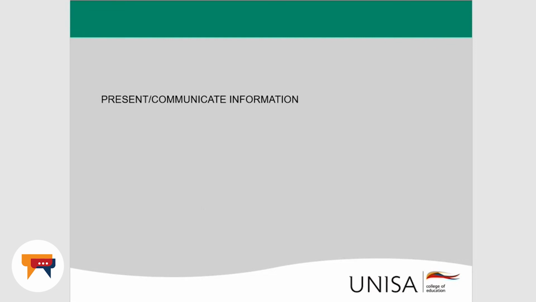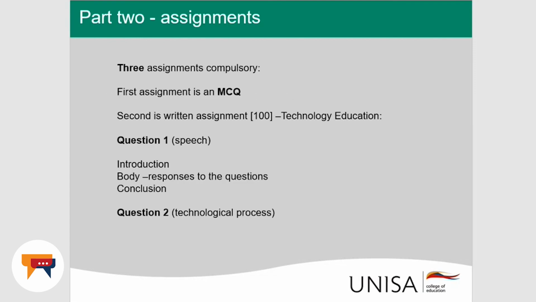I have come to the end of the presentation of the study units. As I indicated, I'll be tackling 2 units, the first and the second unit for now. So I'm moving to part 2. Part 2, which is the assignments. Like I said earlier, this module has 3 assignments, all of which are compulsory. The first one is an MCQ. The second one is the written assignment, which is out of 100.